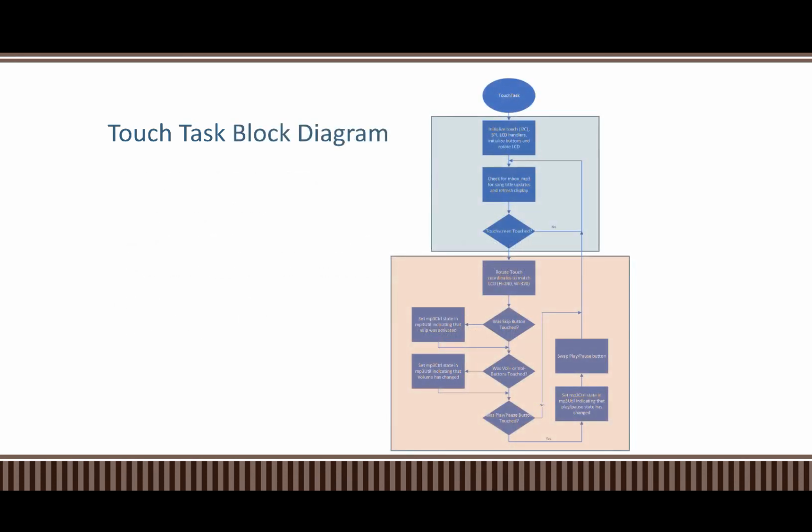And this is a picture of my touch task block diagram. The upper half is where I'm waiting for one of my controls to be touched, and it is updating the song titles as they go through, whether it's touched or not. The bottom half is handling the buttons.